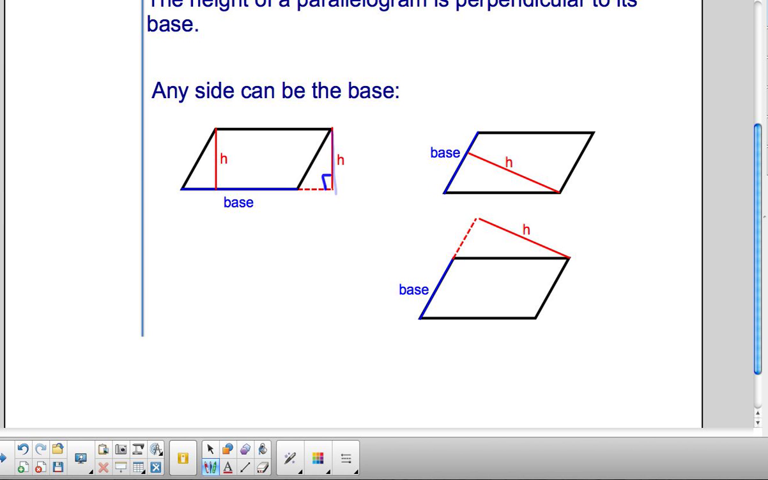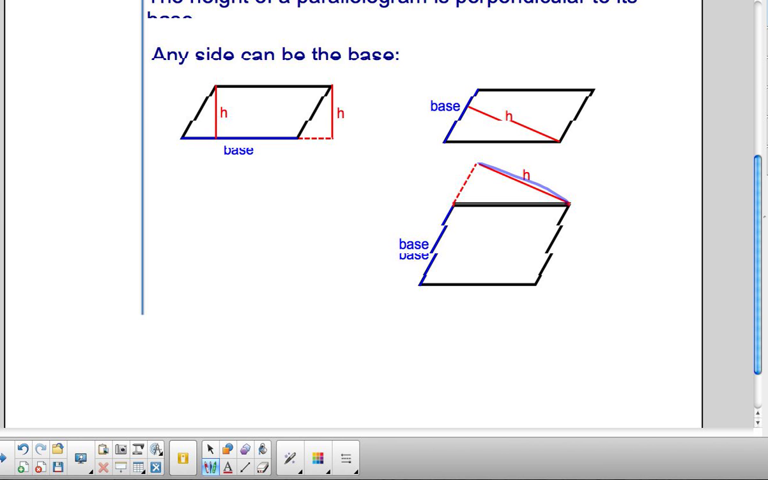Okay, so looking at that same parallelogram, if we chose this side here to be the base, then we could draw the height from this vertex over here, again drawing it so that it's perpendicular or makes a 90-degree angle with the base. Here's another example of how we could draw that height. We might have to extend the base a little bit and then draw in the segment that's perpendicular from the opposite vertex. Okay, so now we know how to define the base and the height of a parallelogram. Now let's talk about how to calculate the area.